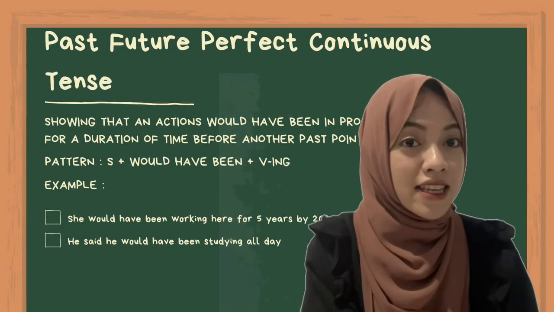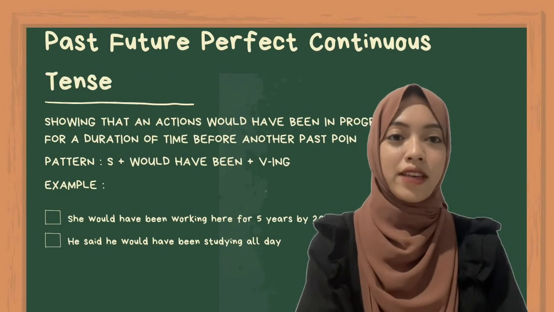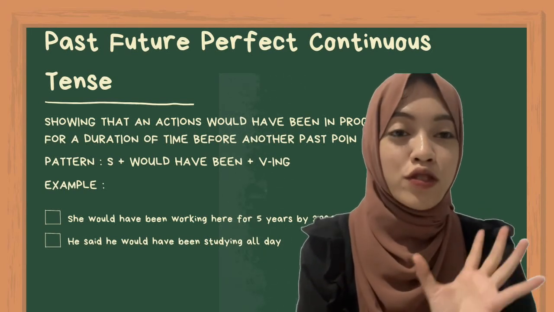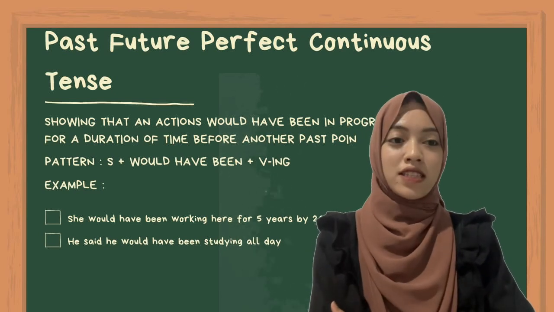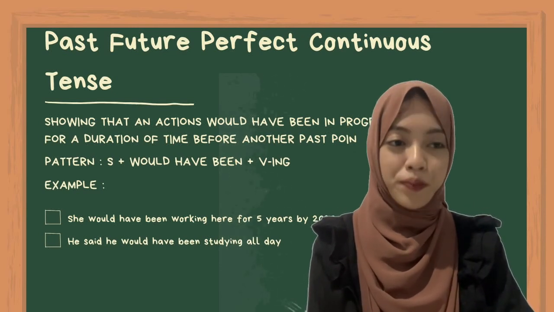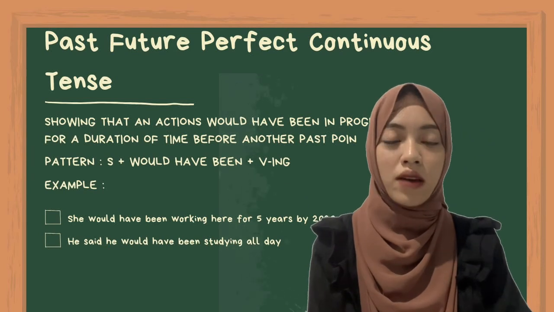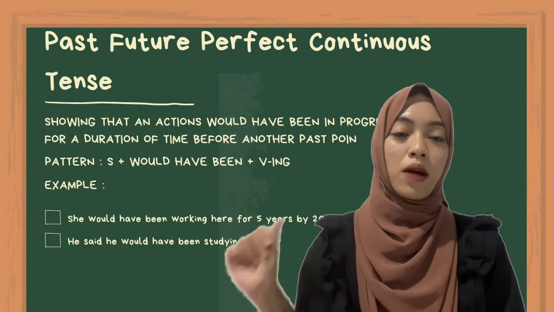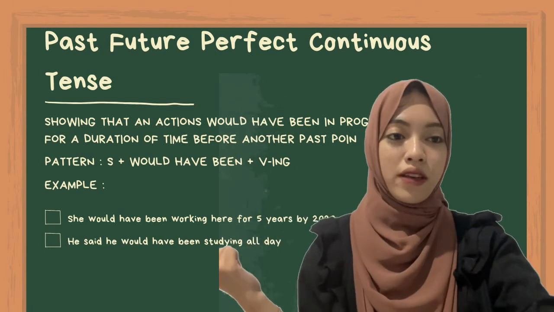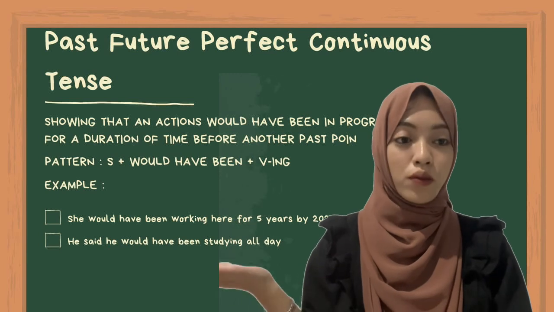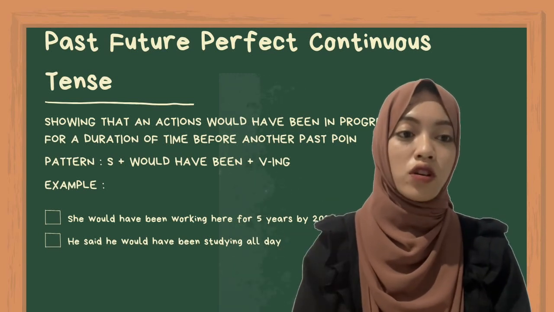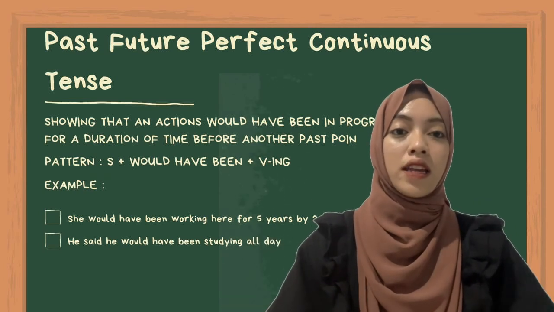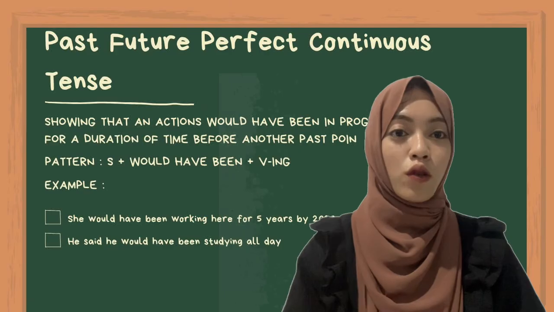Okay, and the last tense is past future perfect continuous tense. This tense shows that an action would have been in progress for a duration of time before another past point. And the pattern is subject plus would have been plus verb in. For example, she would have been working here for 5 years by 2020. And he said he would have been studying all day.